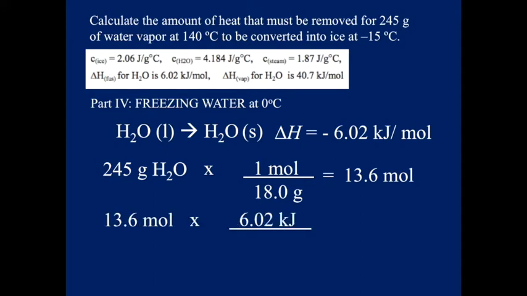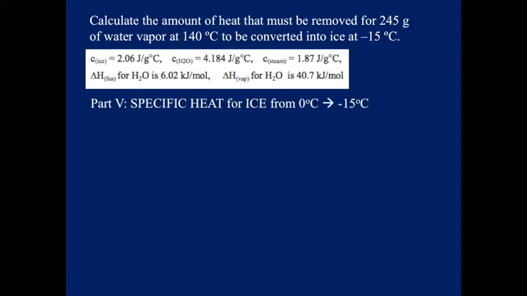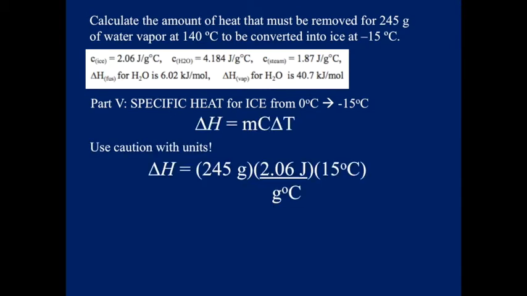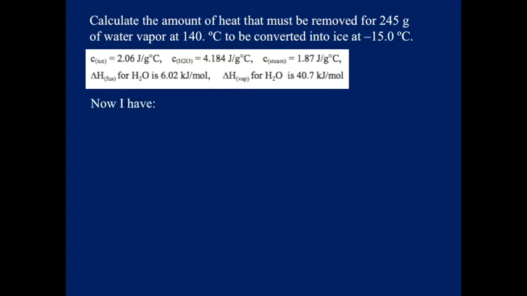13.6 moles, again, this is my heat of condensation in this case, and I get 81.9 kilojoules because my original is kilojoules per mole. Now, last thing, I'm cooling ice from 0 degrees to negative 15. Again, it's a specific heat problem. And if I did my math correctly, 245 times 2.06 times 15 is 7,570, approximately 7,571 joules. All right, we're good with that. So those are all my calculations so far.